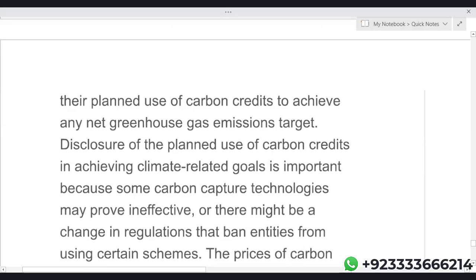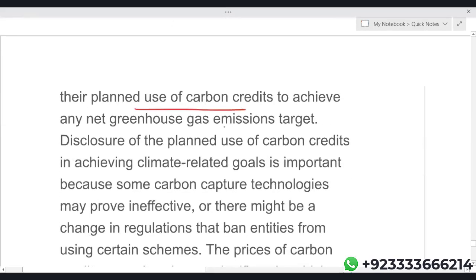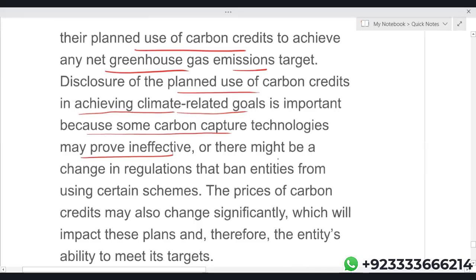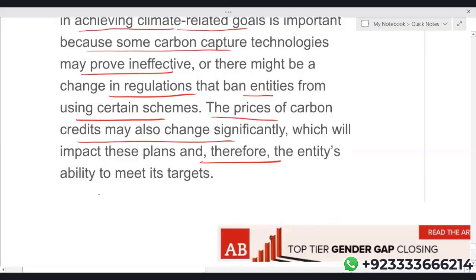S2 requires entities to disclose the planned use of carbon credits to achieve their net greenhouse gas emission target. Disclosure of the planned use of carbon credits in achieving climate-related goals is important because some carbon capture technologies may prove ineffective, obviously, but some are going to be effective. There might be a change in regulation that bans entities from using certain schemes. The prices of carbon credits may also change significantly, which will impact these plans and therefore the entity's ability to meet the targets.